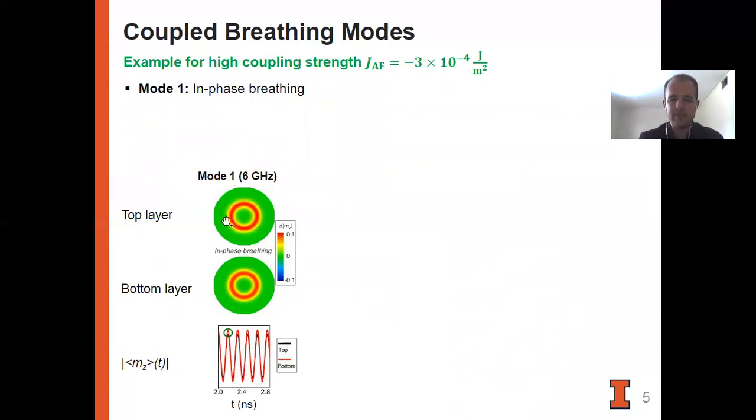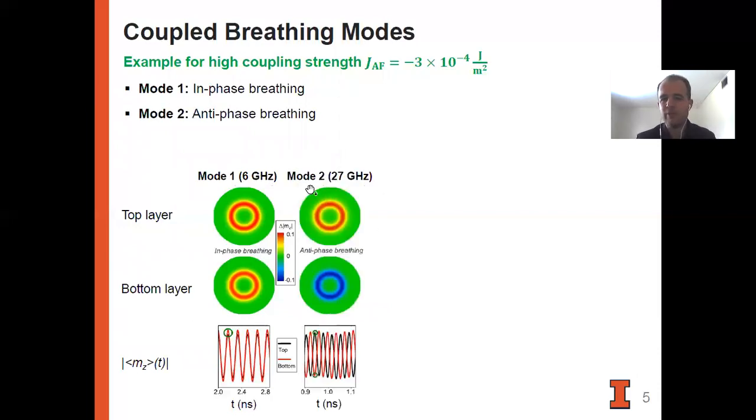And you can see that within this ring, the Z component of the magnetization changes in phase. So we have an in-phase breathing motion for the first mode and lower frequencies. At higher frequencies for the second mode, interestingly, you can see that this happens in an anti-phase fashion. So while the diameter of the upper Skyrmion is increasing, the diameter of the lower Skyrmion is decreasing. So we have an anti-phase breathing motion.